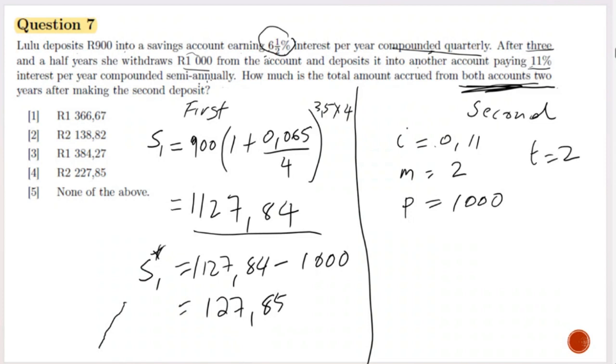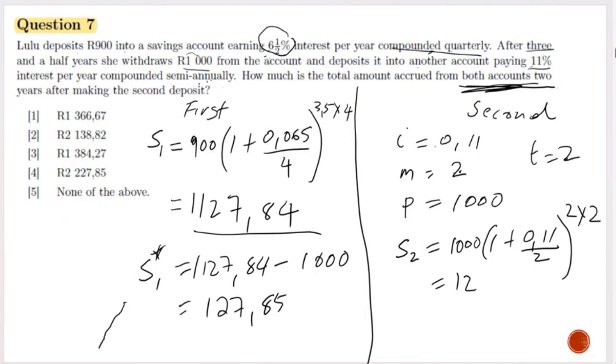So the second account is going to be equal to 1,000 into 1 plus 0.11. Remember, this thing is compounding semi-annually, so we are going to have 2 multiplied by 2, which is t multiplied by m. So this Capitec account is going to have 1,238.83.